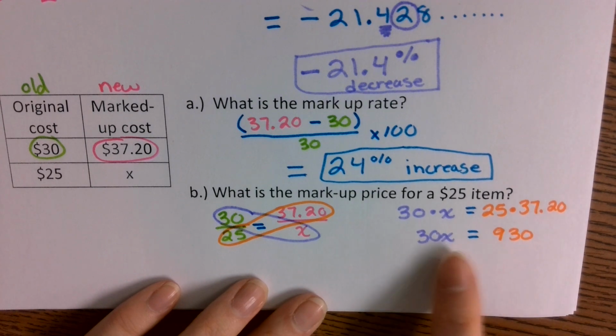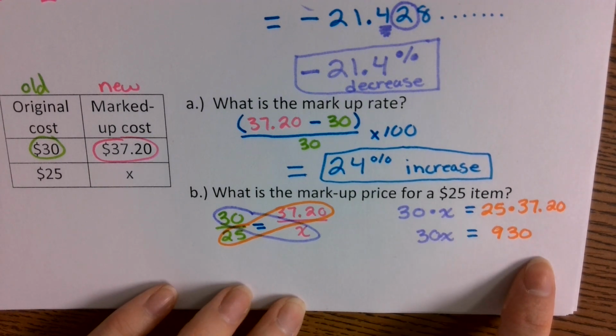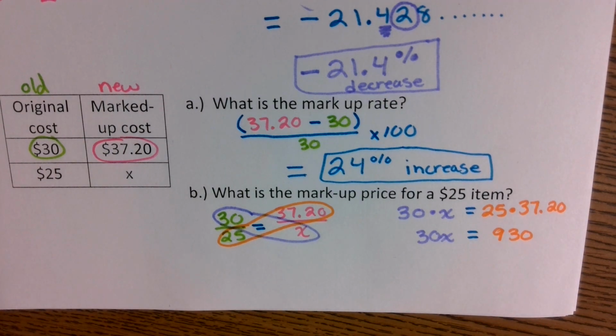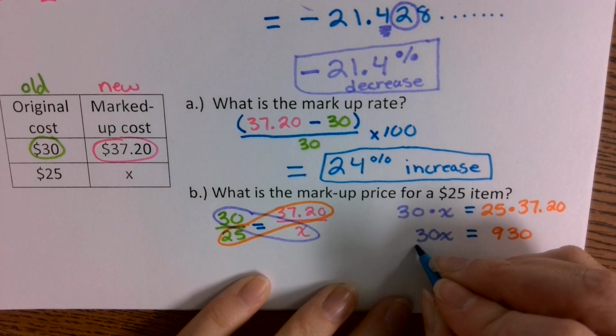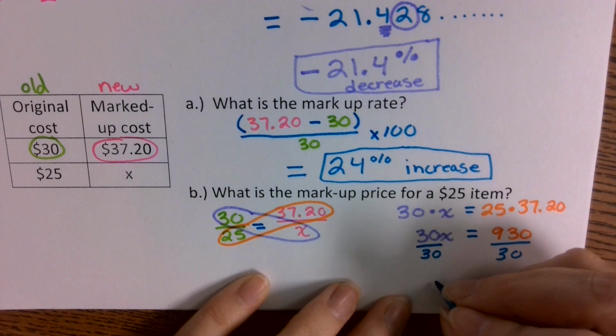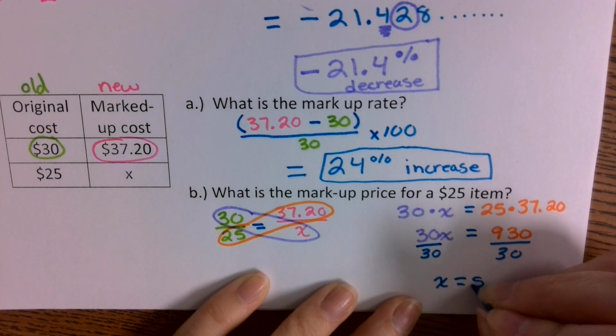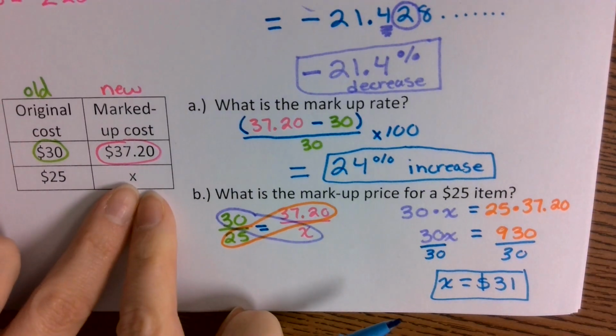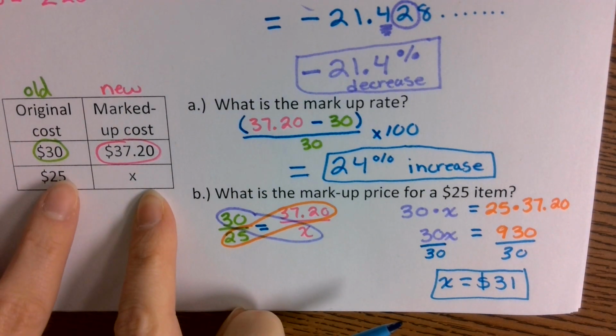What inverse operation can I do? What opposite operation can I do to get x by itself, Natalia? Division. We can go ahead and divide both sides here by 30, and we'll get that x is going to equal 31. So that would be our marked up cost from an original 25.